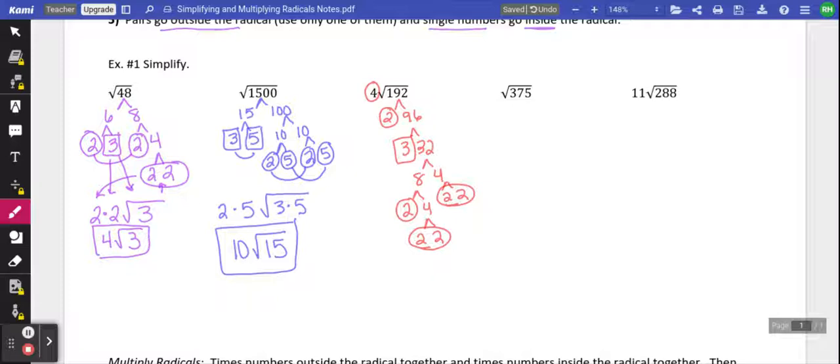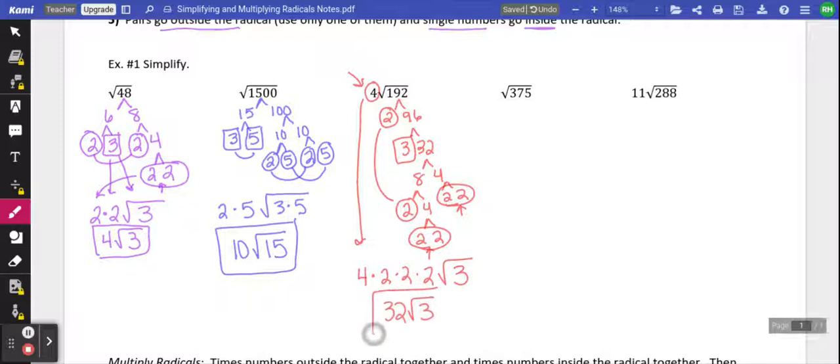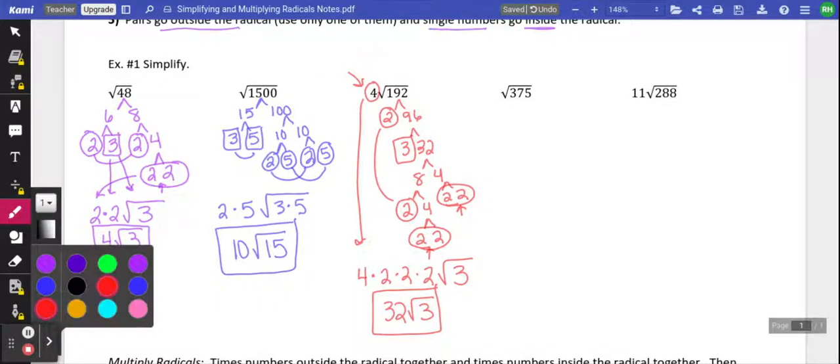Okay, now the difference here is I also had a number already on the outside. So I'm going to start my outside numbers with 4 because it has to come down and be part of that. Then I have one pair of 2s here. That's a 2. Another pair here times 2, and another pair here times 2. My leftover number is 3, and it goes underneath. So when I multiply 4 times 2 times 2 times 2, I get 32, and the square root of 3 stays. Okay? Hopefully that's making a little more sense now.